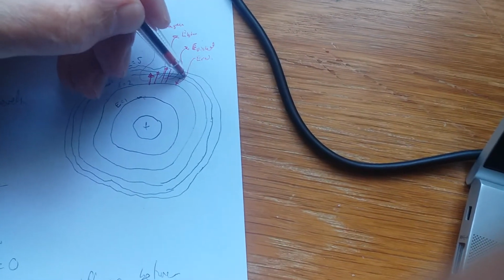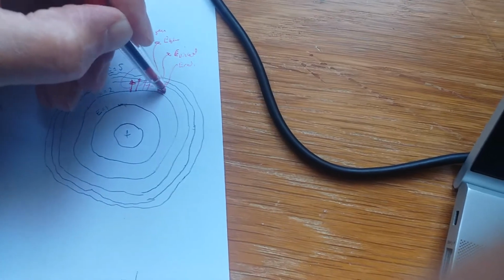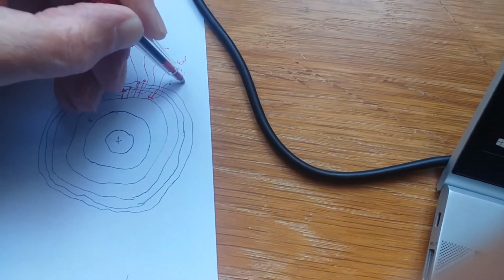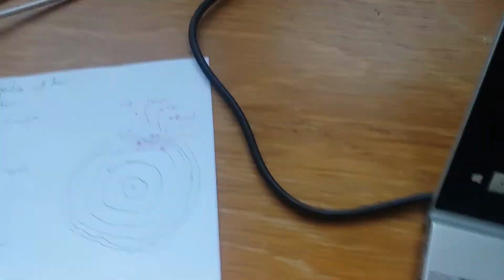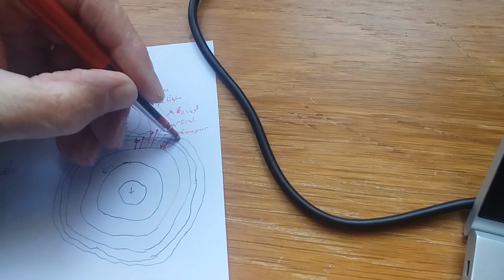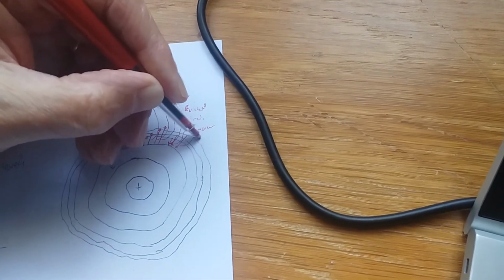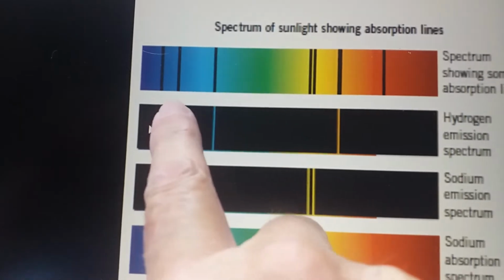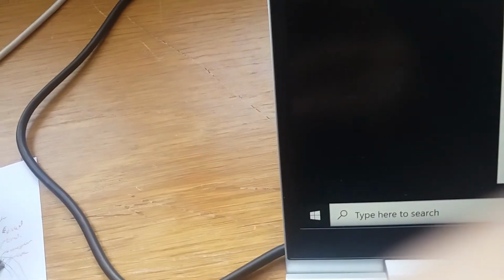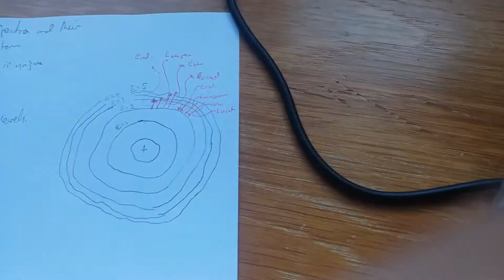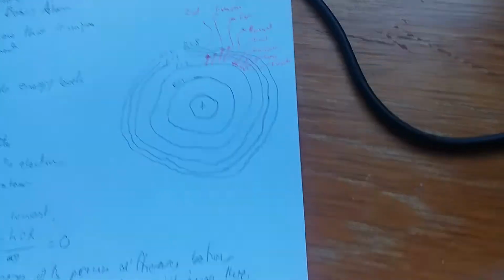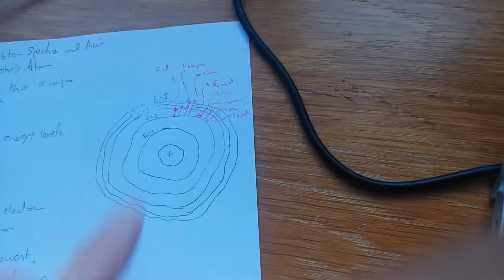If an electron drops from 4 to 2, it will emit blue-green. If it drops from 5 to 2, it will emit blue. It will create that line. If they drop from 6 to 2, they will create violet. Okay, and that is your emission spectrum.